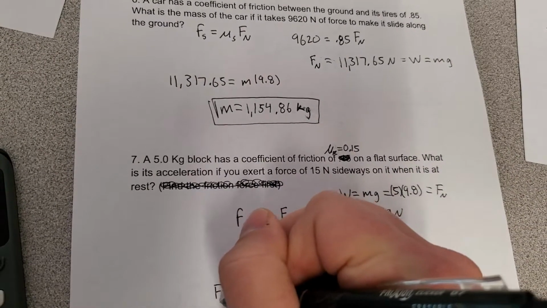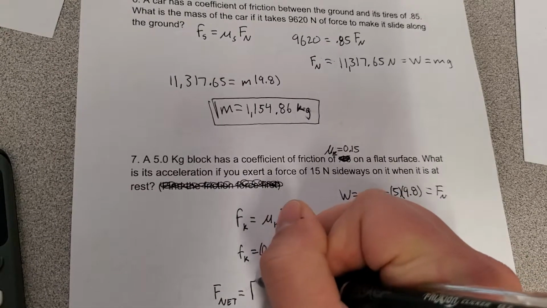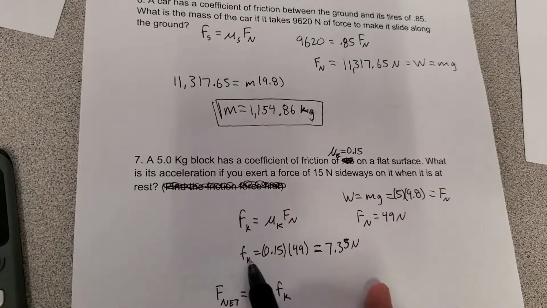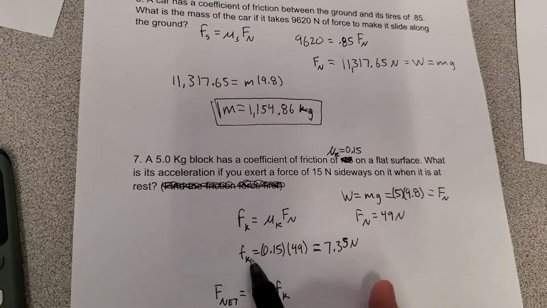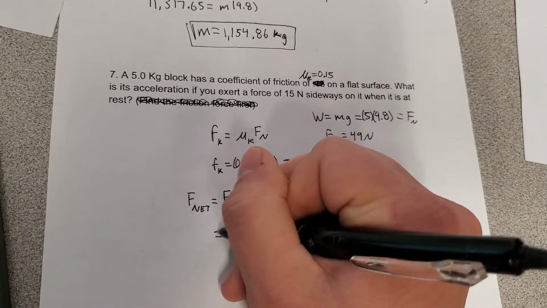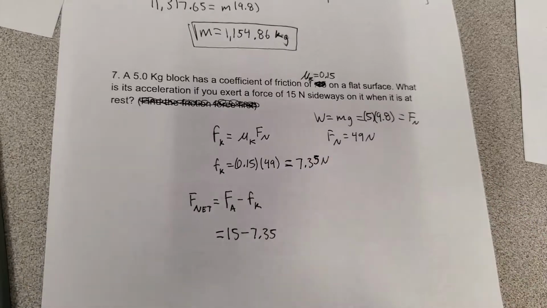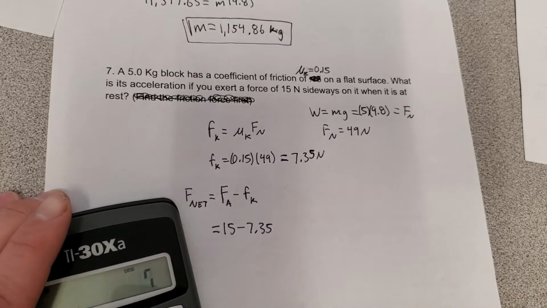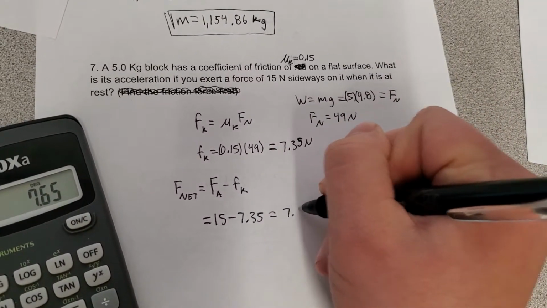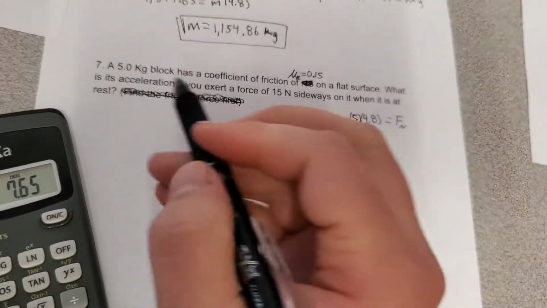To find the net force, we can set that equal to our force applied minus our force of friction, right? Because this is not helping the force applied, it's hurting the force applied. So we'll set that Fa minus Fk, and we'll say that it's 15 minus 7.35. And we get that our F net force is equal to 7.65.